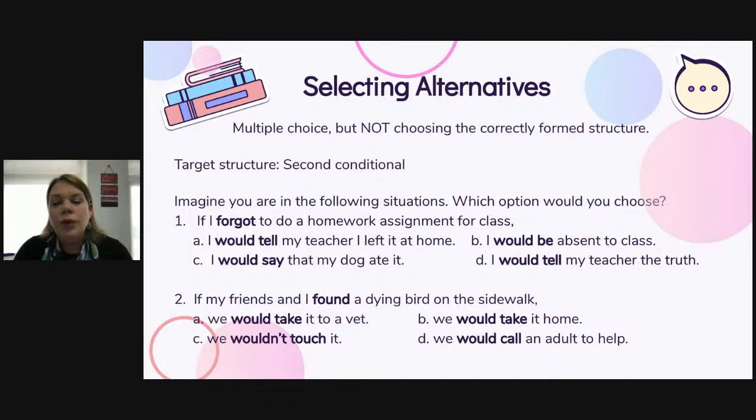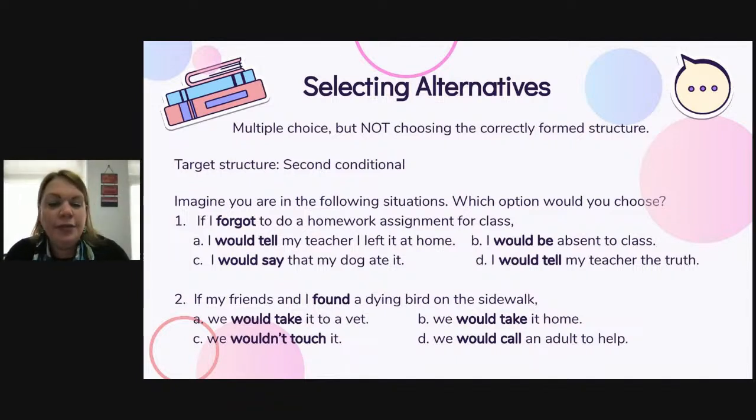So look at how we work with selecting alternatives here. My target structure is the second conditional, yeah? So imagine you are in the following situations. Which option would you choose? I only included 2 items here for the sake of time and for the sake of space. But normally for all these activities, you would do between 8 and 10 items per activity. I only did a couple because we don't have a lot of time. But let's take a look.